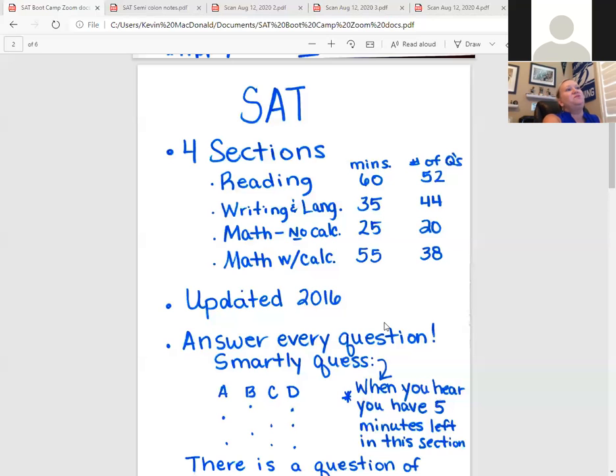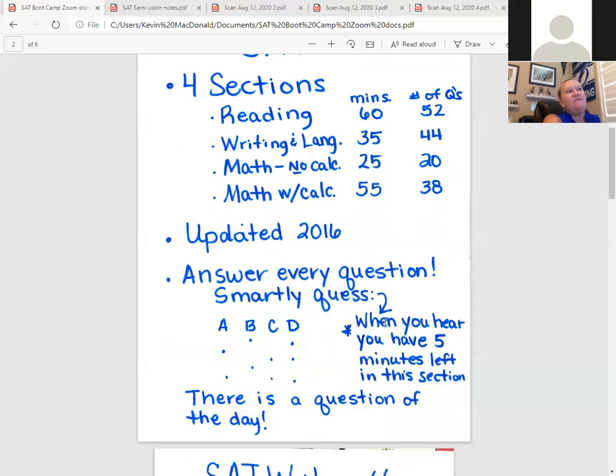Let's talk about a couple of ground rules. This goes on every section. Please answer every single question. You don't know if you're going to get it right, so you may as well guess. If you don't put anything, you're going to get it wrong. Try. I highly suggest something I call guessing smartly.